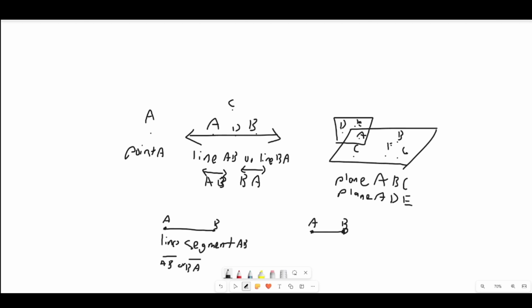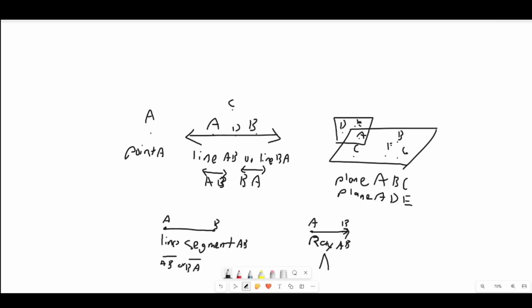There's a dot here. For a ray, however, you would have to write it in order. So you can't just say ray AB or ray BA. In this case, because of the arrowhead, this one has to be ray AB. You can't write ray BA. It has to start with the endpoint and then the direction it's going in.